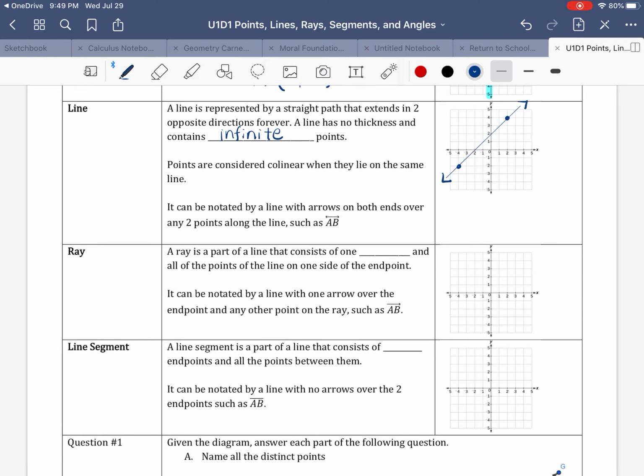Now, points are considered collinear when they lie on the same line. So here we have this point, we'll name this point A, and this point B, and then we can have this point here, C. And we'll say because they're all on the same line, A, B, and C are all collinear. You can notate a line using a small line with arrows on both sides over any 2 points along the line. So right here we have AC, CB, AB, right?